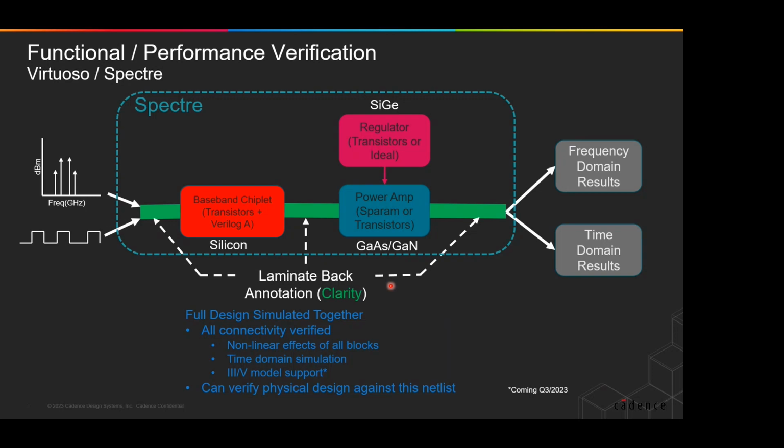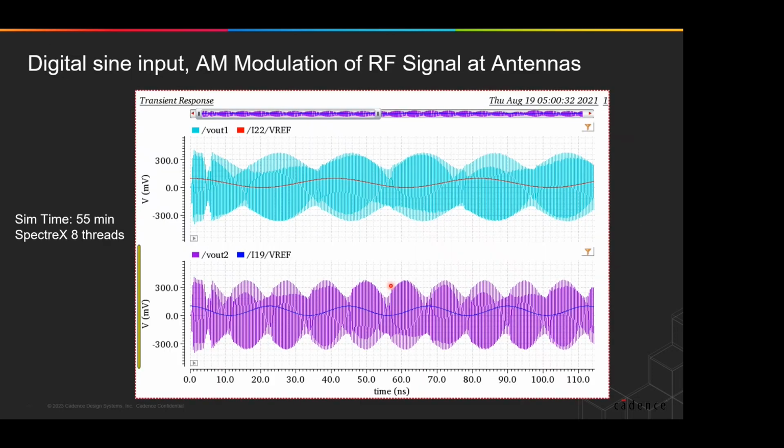Critically, once you're done with that simulation, you can use the same netlist that you use for simulation for validation against your physical design, and therefore you know what you're taping out is what you simulated, and you're going to get something that works. So does it work? The answer is yes, the flow does work, and it actually does produce results.